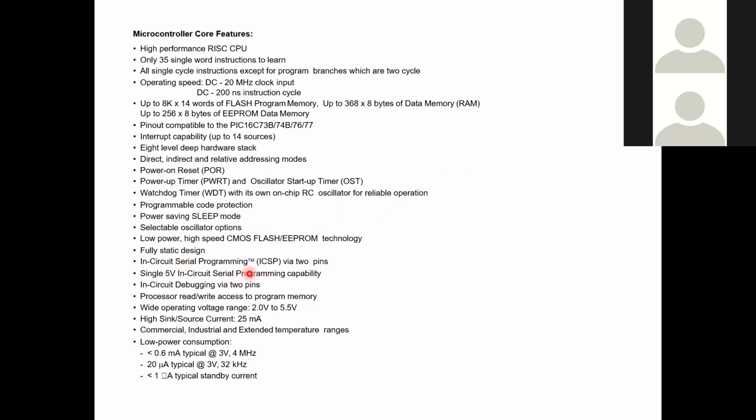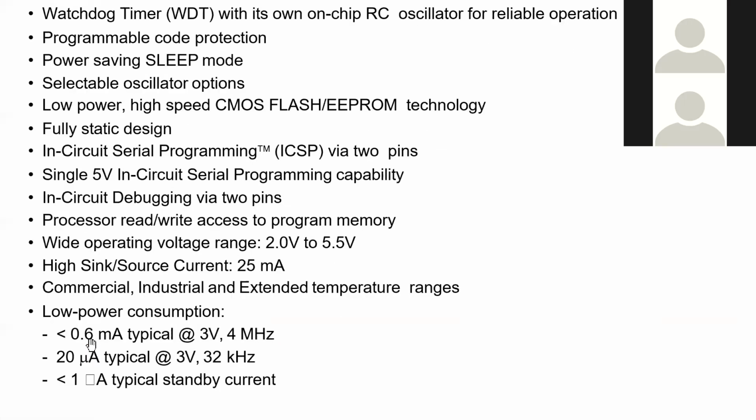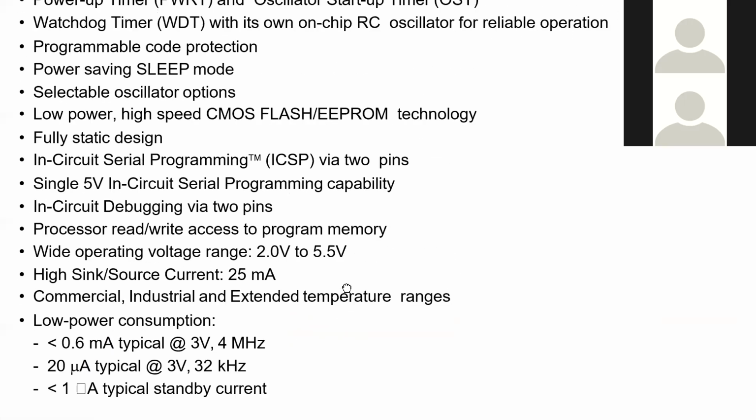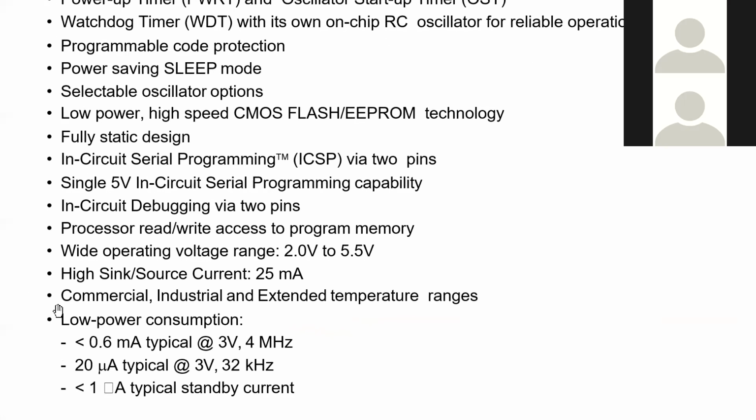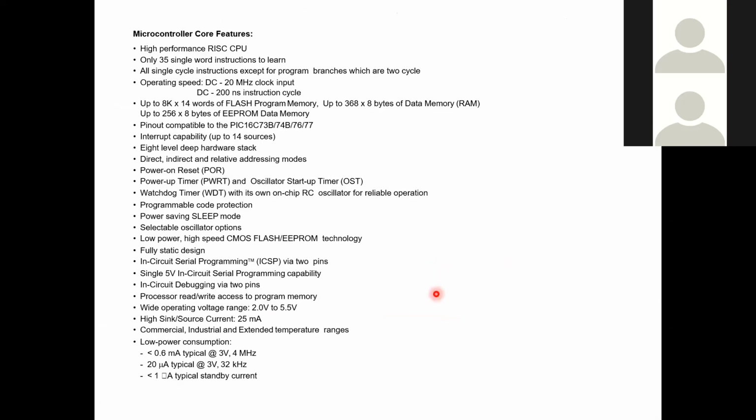In circuit serial programming is also possible, that we have seen. Synchronous serial port is there, parallel slave port is there. And read write operation is there. My voltage range is 2 volt to 5 volt, the current value is 25 milliampere, and low power consumption. You have seen that it's a low power consumption device, with commercial, industrial and extended temperature ranges. While working too much, we were putting the oscillator at maximum temperature, so it can operate in a wide temperature range.